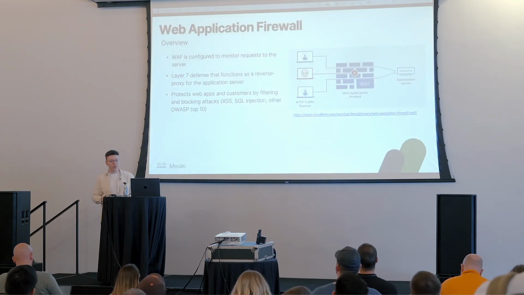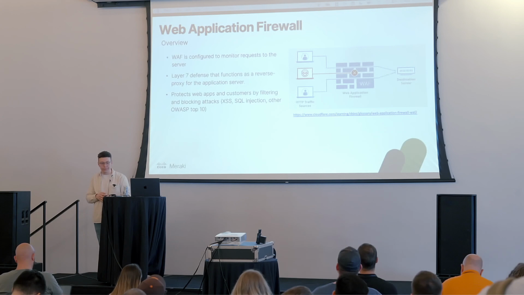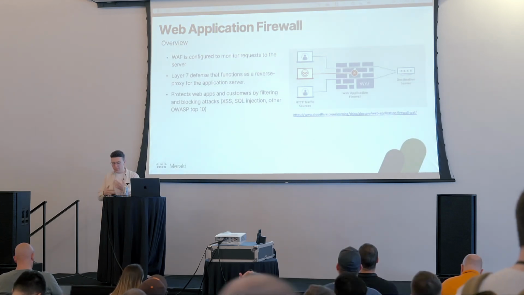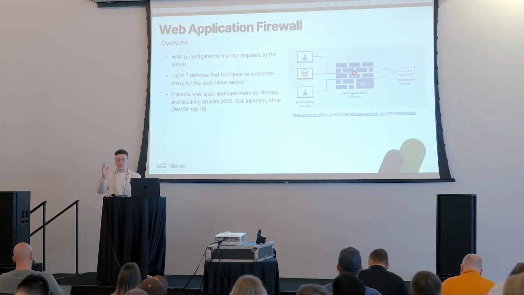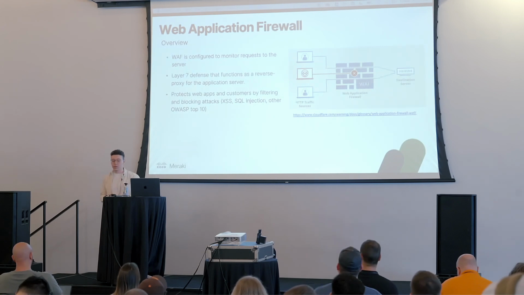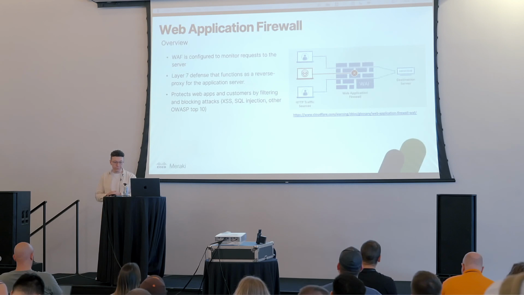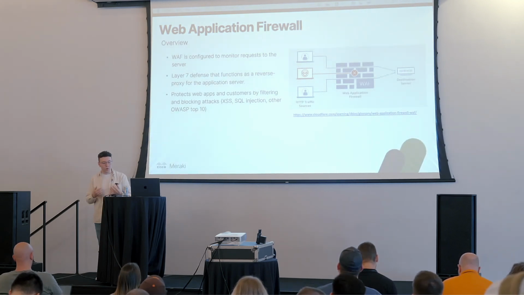So a web application firewall functions as a reverse proxy, and WAFs are configured to monitor requests to the server. The configuration of a WAF is it will sit inline in your application, so the user traffic will hit the WAF, and the WAF will send it over to your application server. And if we can consider network-based intrusion detection systems as layer 3 defenses, we can think of WAFs as a layer 7 defense. And WAFs are really helpful. They help us protect against a number of web attacks, such as cross-site scripting, SQL injection, and the various OWASP top 10.